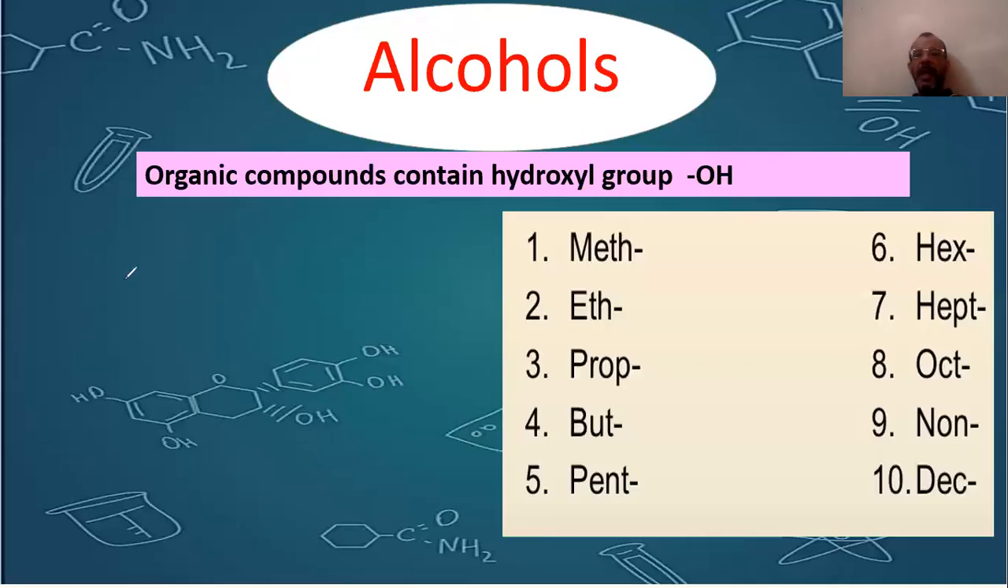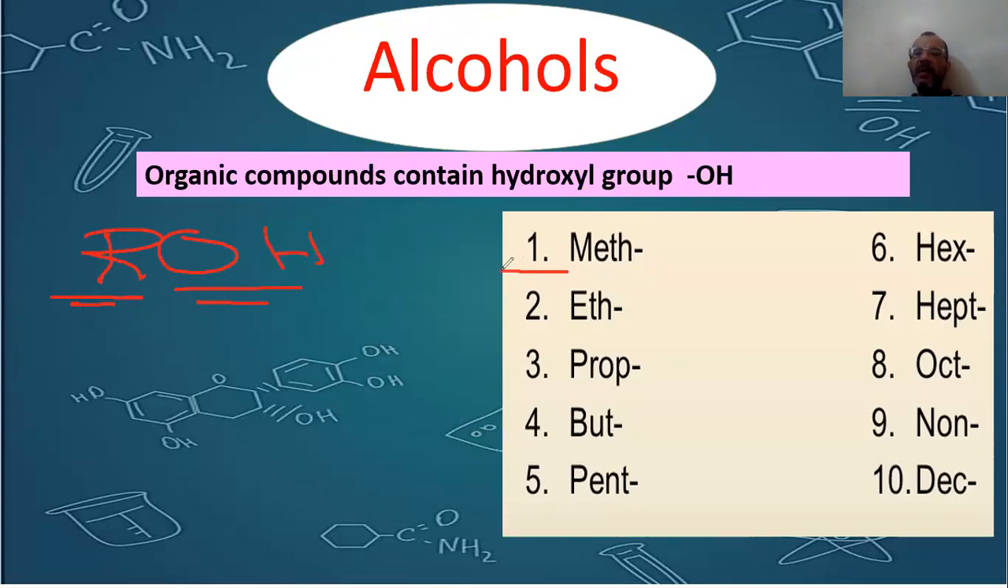Let's see how we can name alcohols. Any alcohol has an OH group, the hydroxyl group, ROH. R is a variable, carbon atoms. On naming any compound, we have to focus on how many carbon atoms there are. Ignore hydrogen completely, and focus on the number of carbon atoms and the bonds between them.